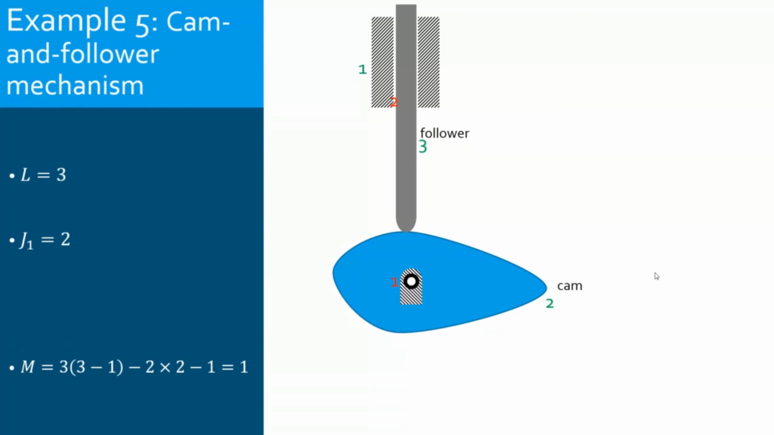Now, the special case here is that there is direct contact between the follower and the cam. The cam drives the follower by simple contact, and this is a cam joint. It is a higher pair. It allows 2 degrees of freedom. So this one is counted in J2. So L equal 3, J1 equal 2, and J2 equal 1. And if I substitute, I will have 3 times (3 minus 1), minus 2 times 2, minus 1, and this will give 1.